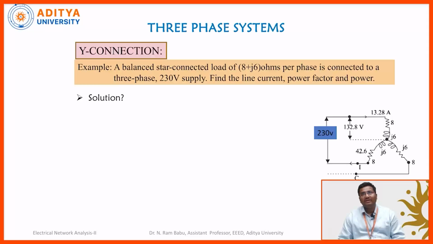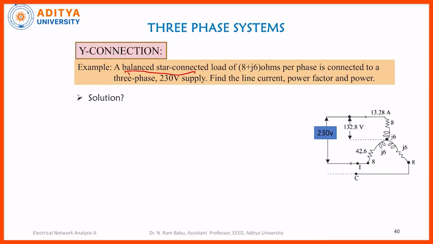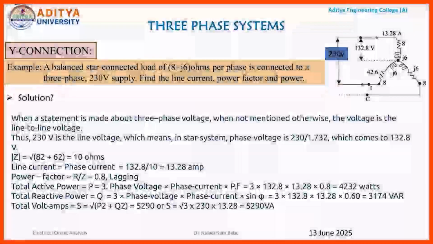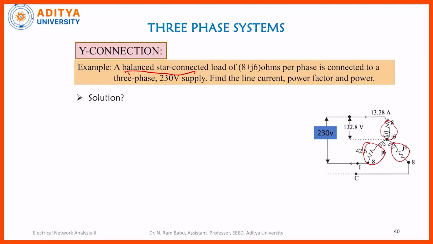Okay. Now, in this session, we are going to solve two numericals, one in star connection and another in delta connection, and we are going to solve these numericals for balanced load. In the previous session I stated that balanced load means the impedances in all the phases, R phase, Y phase and B phase, are equal.